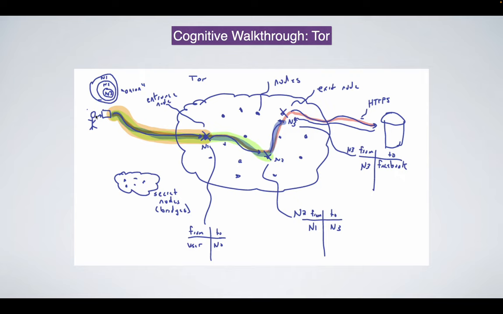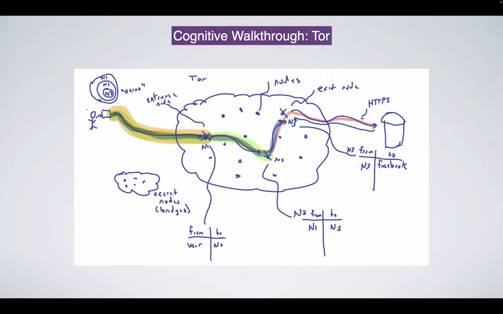Node two is sort of in the same boat. They know that, hey, I got some traffic from node one. It's Tor traffic. I don't know what user it came from. No idea. And I don't know where the traffic's going. I don't know what website it's going to. So node two just sees that it's Tor traffic coming from node one, and I'm supposed to give it to node three, but I don't know either the user or the website.